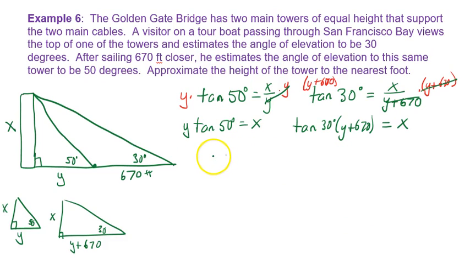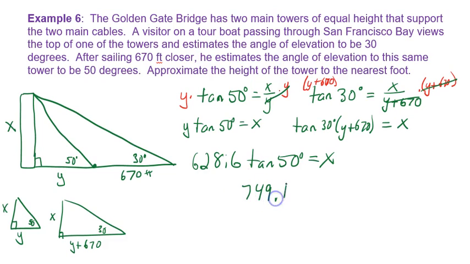So again, now I know my y value is 628.6. I'm going to say that 628.6 times the tangent of 50 will equal x. And I can just type that straight in my calculator and get 749.13. This was in feet because the guy was measuring in feet in the problem. And so that is the overall answer that I want.